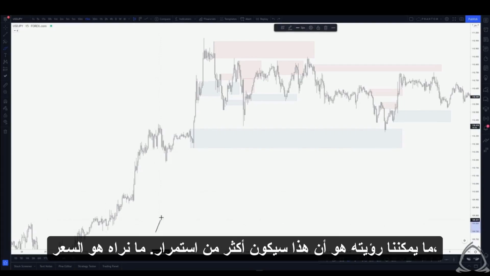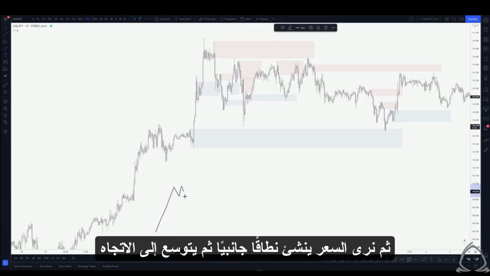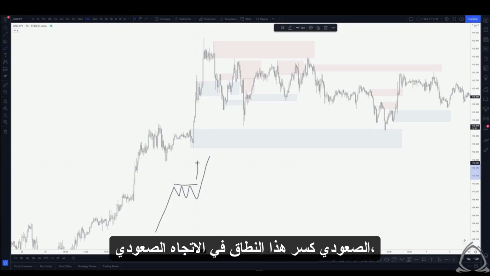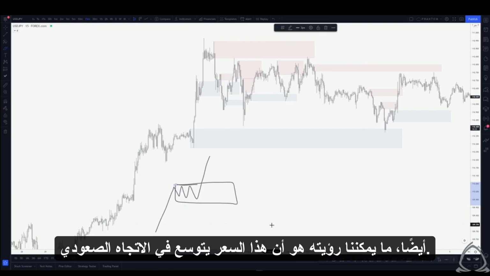What we can see is price has been moving in an uptrend. We're seeing that expansion to the upside, and then we see price create a sideways range and then expand to the upside, breaking out of that range to the upside, which is the basis of our range created demand zone continuation model.